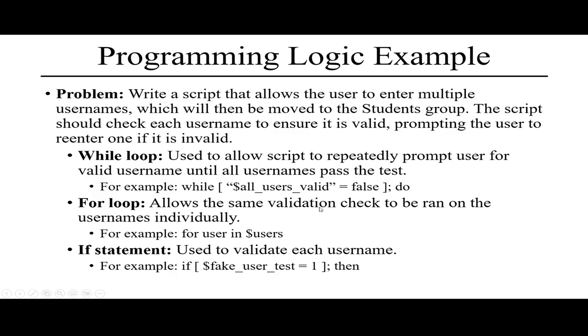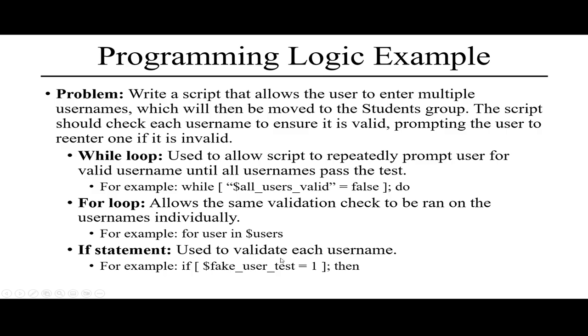Then we have a for loop to allow the same validation check to be run on the usernames individually. So for example, say the user provided a text file full of users, and each one is checked. So this variable would store all the users in the file, and then a while loop could be used to ask the user to clarify a username, to give an accurate one.